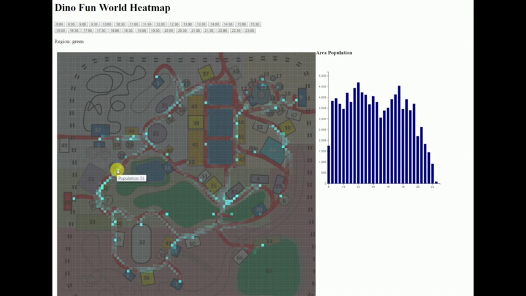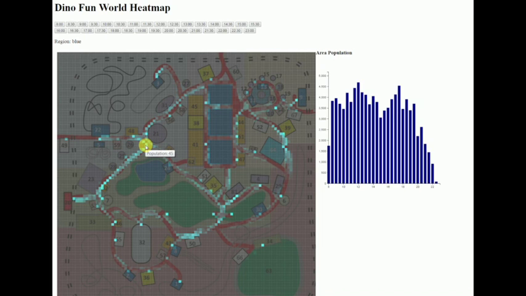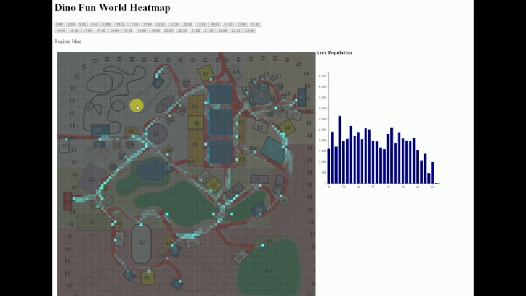Above the graph are 32 buttons, which represent time from 8 o'clock to 23 o'clock. By clicking those buttons, users can easily have a glimpse of the overall population distribution in the amusement park per 30 minutes. From the heat map, we can observe that most of the population is distributed on the main road and its nearby facilities.